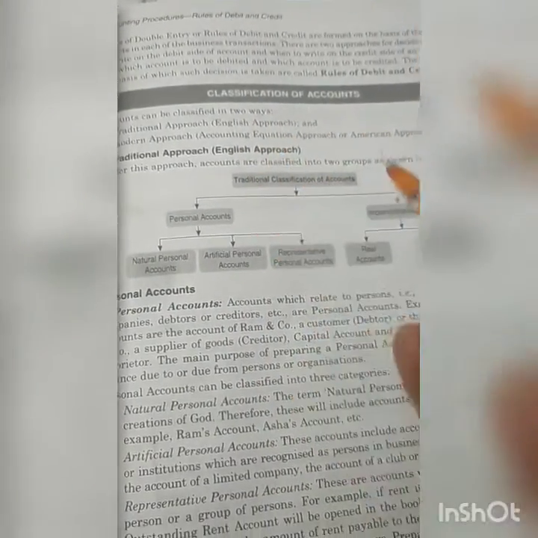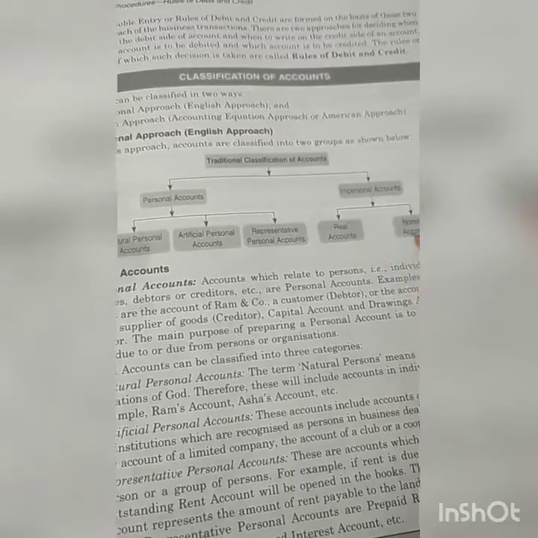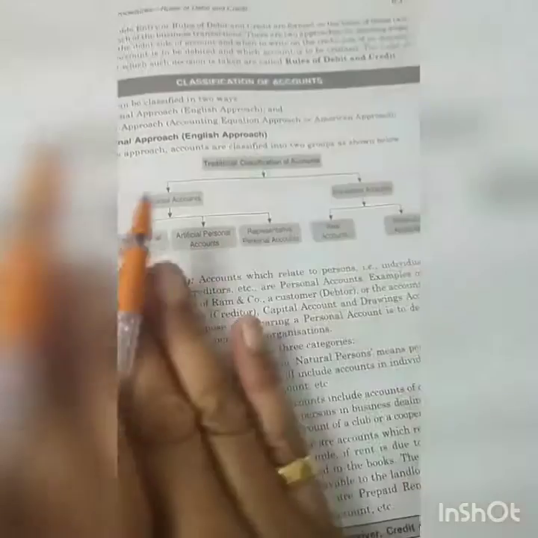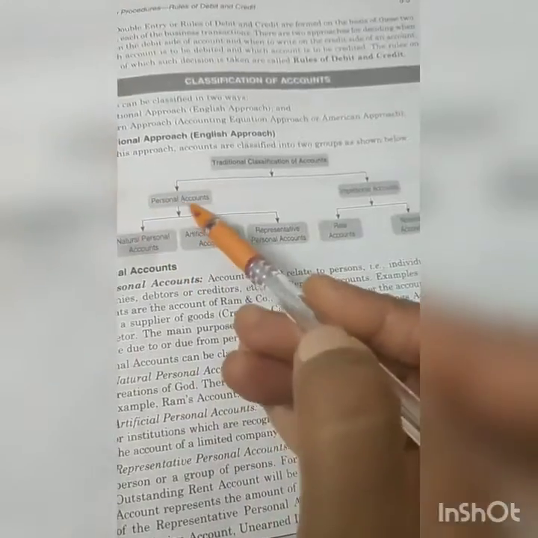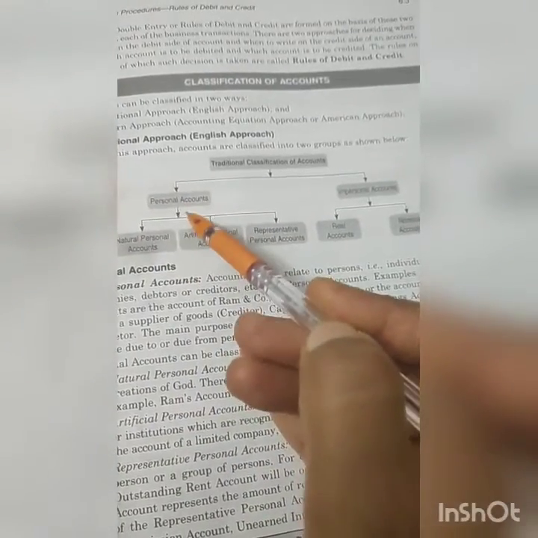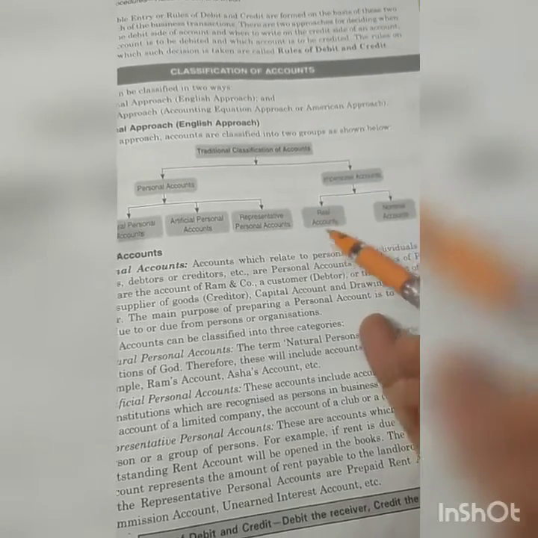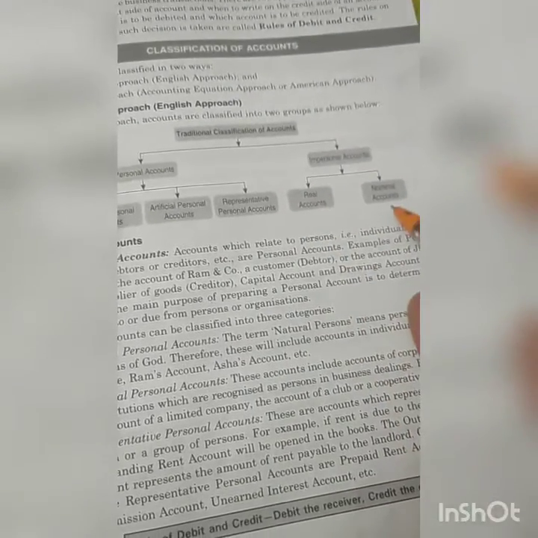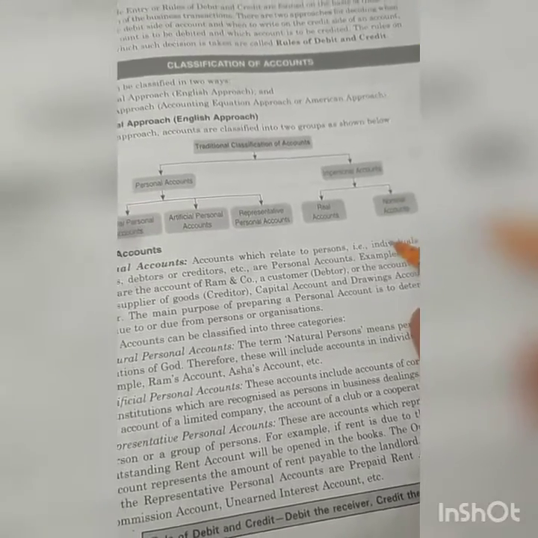I just give a brief of this. We have two kinds of accounts, personal and impersonal, and impersonal is further divided in two parts, real account and nominal account. So that way we have a total of three accounts: personal, real and nominal account, right? And we have done its rules and regulations also. What are the rules of personal account? Debit the receiver and credit the giver. Real account, debit what comes in and credit what goes out. Nominal account, debit all the expenses and losses and credit all the income and gains, right?